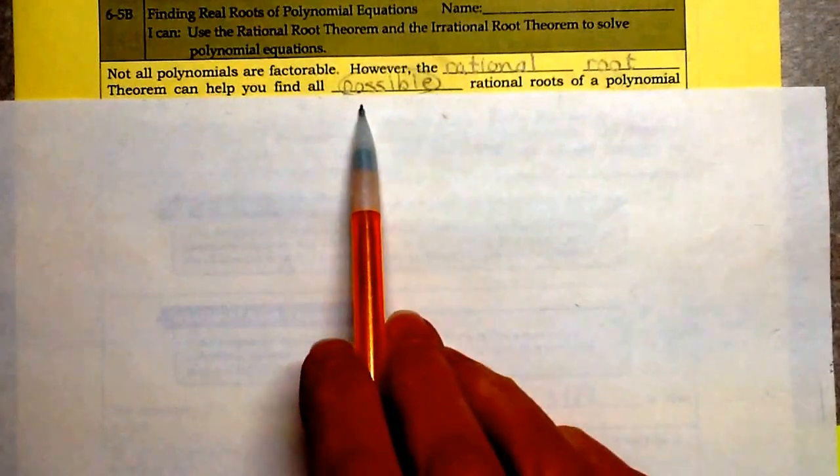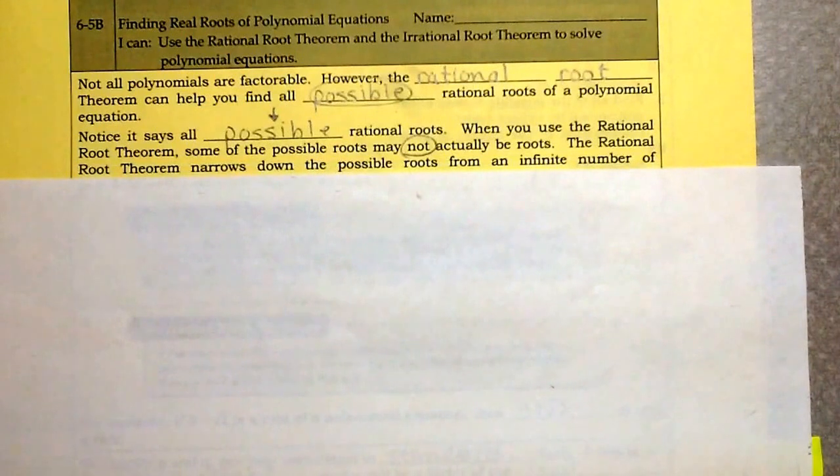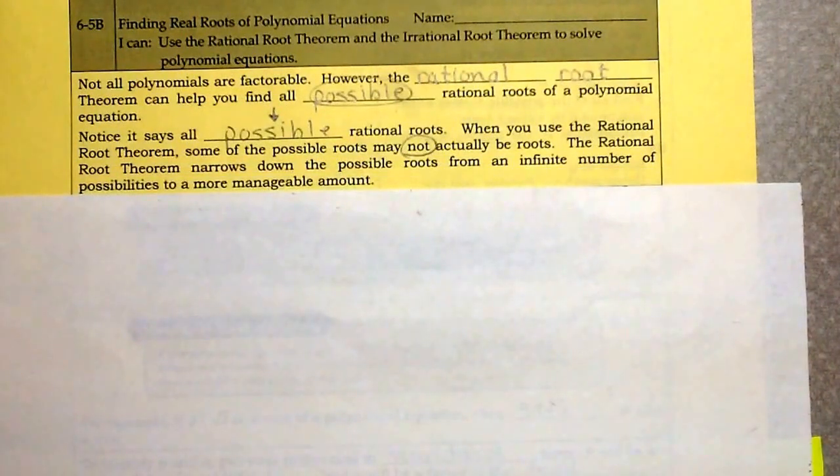However, the rational root theorem can help you find all possible roots. I've circled "possible" because it gives you more possibilities than what you need, but it narrows it down from infinity. So it is helpful. All possible rational roots of a polynomial equation. And notice it says all possible rational roots. So when you use the rational root theorem, some of the possible roots may not actually be roots. The rational root theorem narrows down the possible roots from an infinite number of possibilities to a more manageable amount.